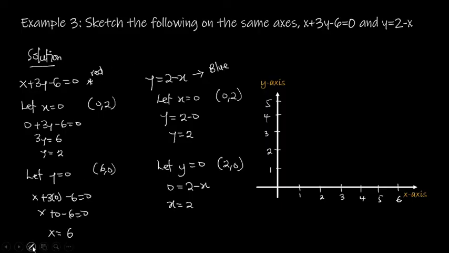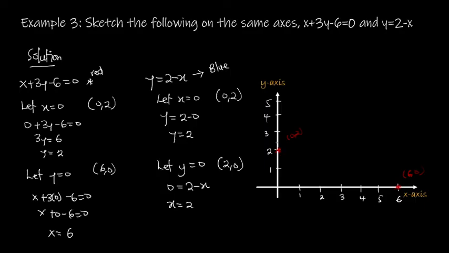Alright, so let's plot the red one. So for the red we have x is 0, y is 2. So x is 0, y is positive 2. That will be at the top over here. So I label that 0, 2. And then for the second point I have 6, 0. So x is 6, which is over here. Y is 0, so it will also be on the same axis. So I have over here 6, 0.